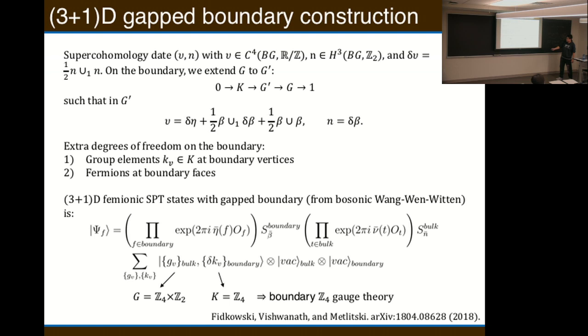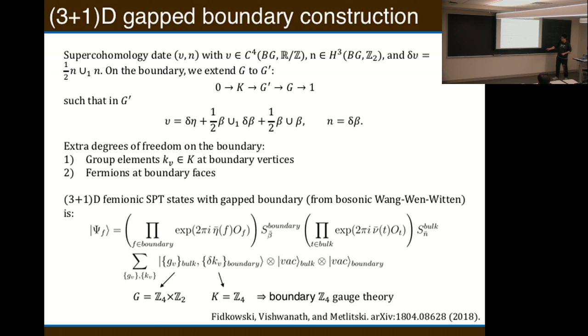If we compare the bulk part and the boundary part, the formulas look very much the same. So you may say, oh, the boundary is another fermionic SPT, but it turns out not to be, because the bulk is a supercohomology SPT, since nu and n satisfy the bulk equation. But in this case, the eta and beta here satisfy this other equation. So the boundary is not an SPT. It's actually a K gauge theory. For example, when we take G equal to Z4 times Z2, we can show that we extend this group by Z4, and we get a trivialization of the supercohomology data. And we construct this boundary state. It's actually a boundary Z4 gauge theory.